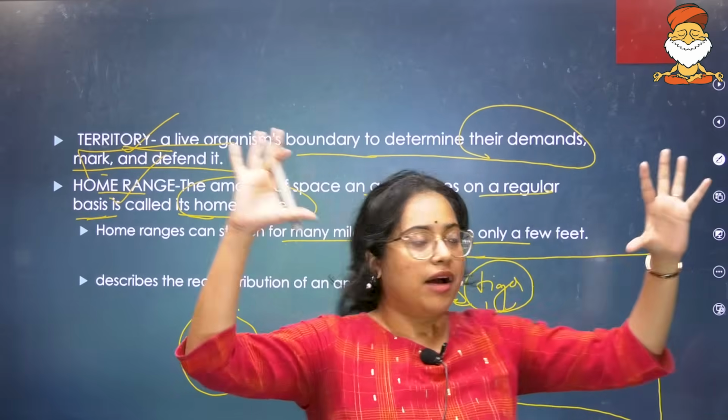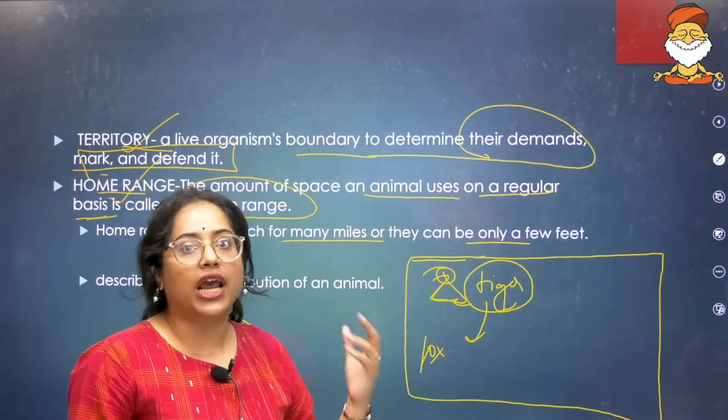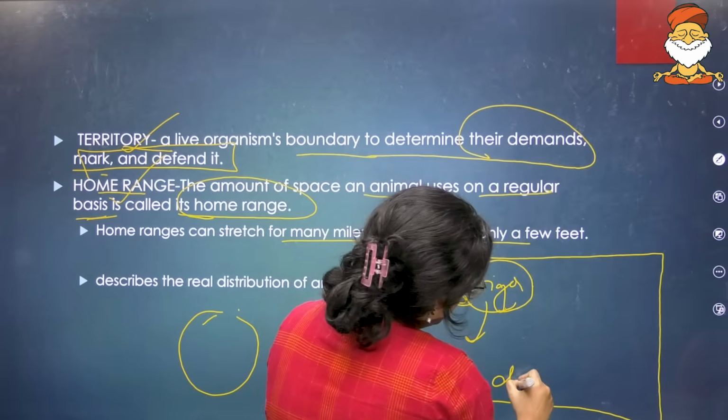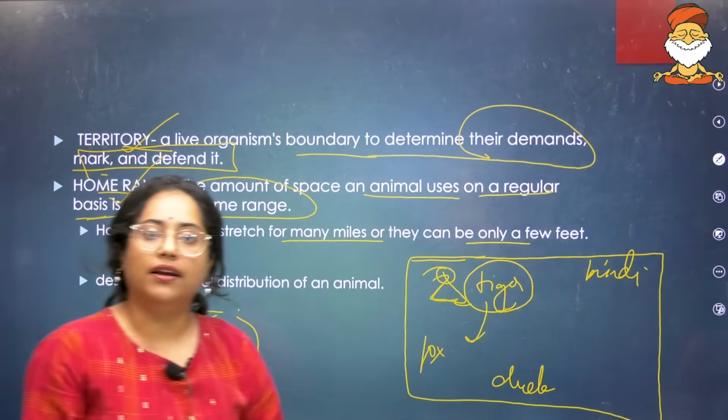You have a larger habitat. So this is this thing that I've drawn over here. This is a habitat. It's shared by the tiger and the fox and maybe some ducks or something and some birds. All of them have the same habitat.